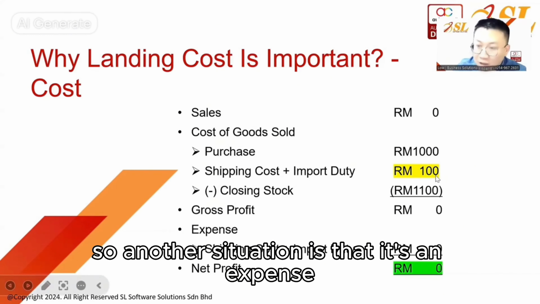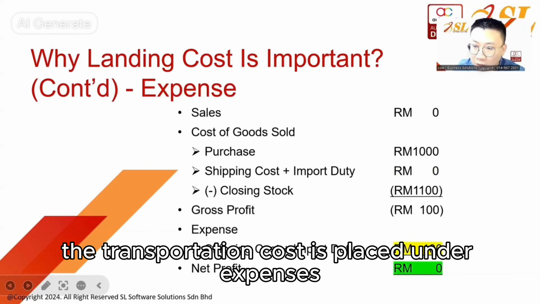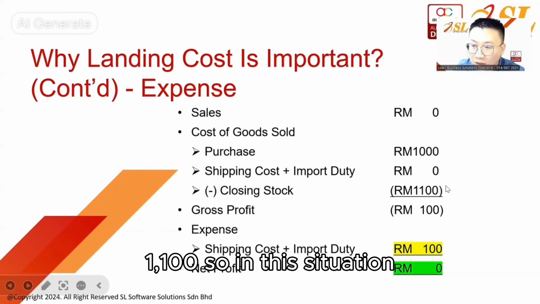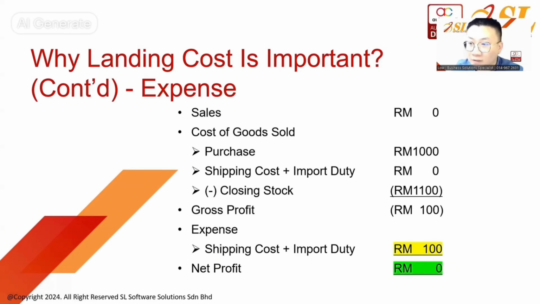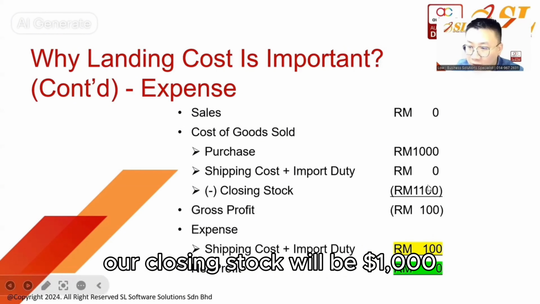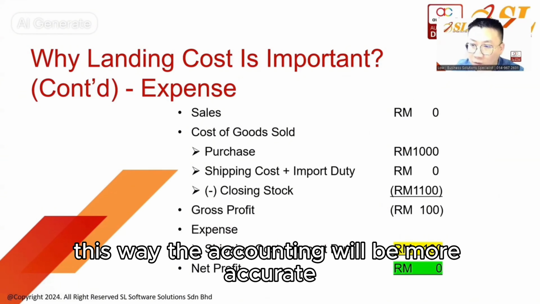Another situation is that it's an expense. As for expenses, you also see that after buying it, it's 1,000. The transportation cost is placed under expenses, but my closing stock is still 1,100. So in this situation, you will see that it also calculates to zero. In the end, the net profit is still zero. So in this situation, it is more accurate. If there is a landing cost, our closing stock will be $1,000 plus the transportation fee of $100. This way, the accounting will be more accurate.